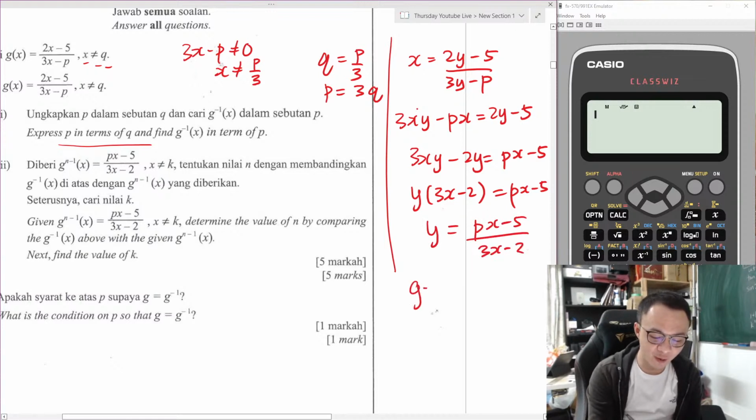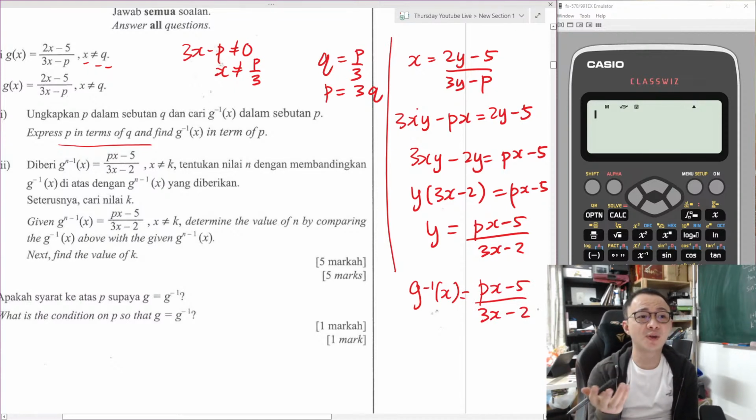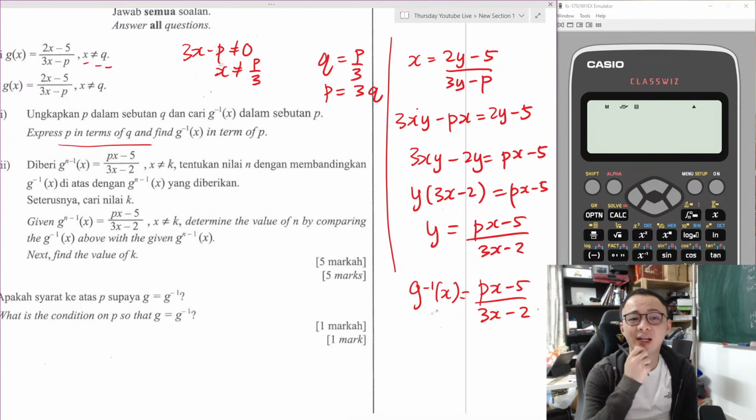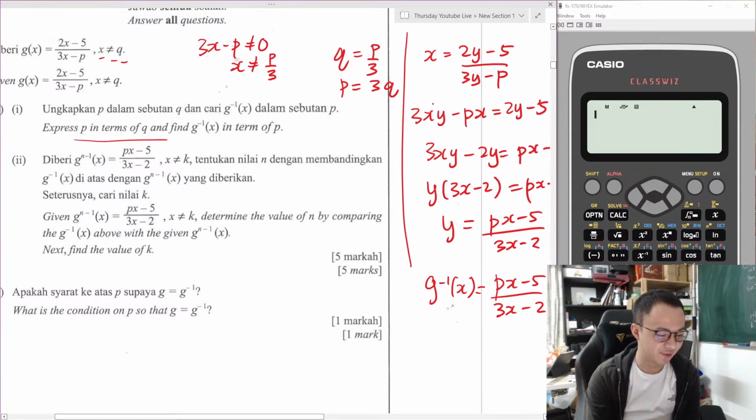And what is y? y will be g inverse x, which is (px minus 5) over (3x minus 2). So it's quite simple. I guess most of you now know how to do the inverse function. If anyone of you does not know, you can go check out the video.